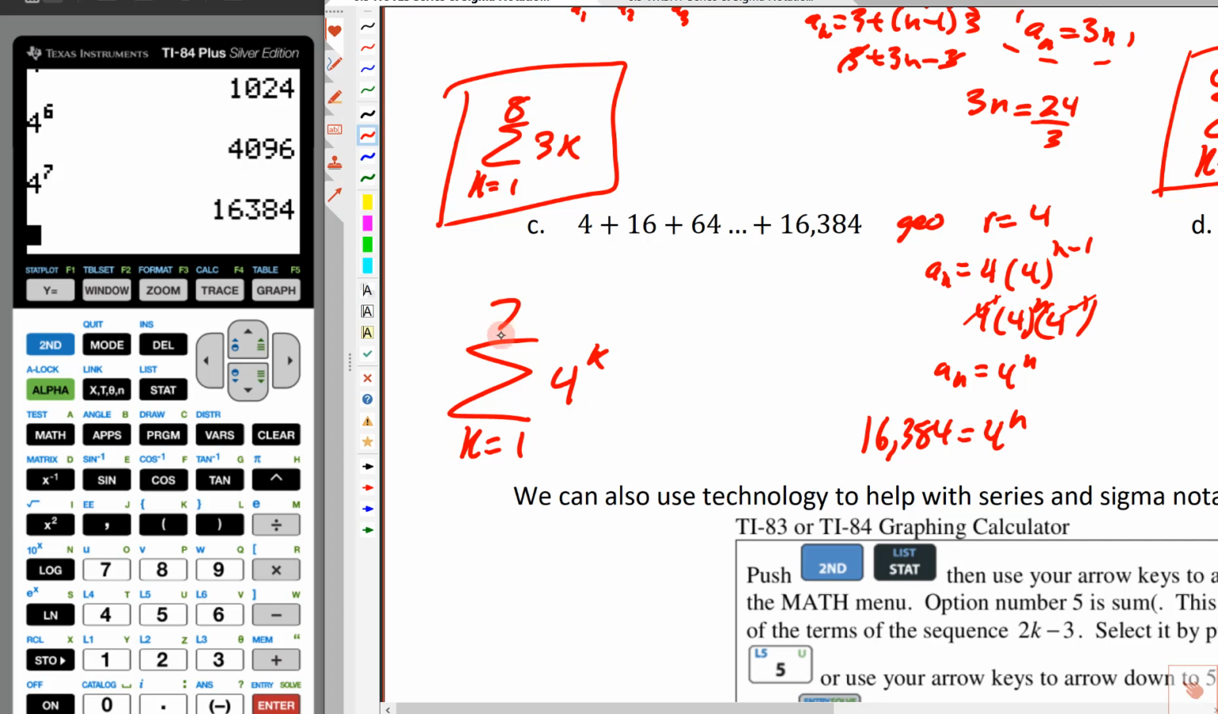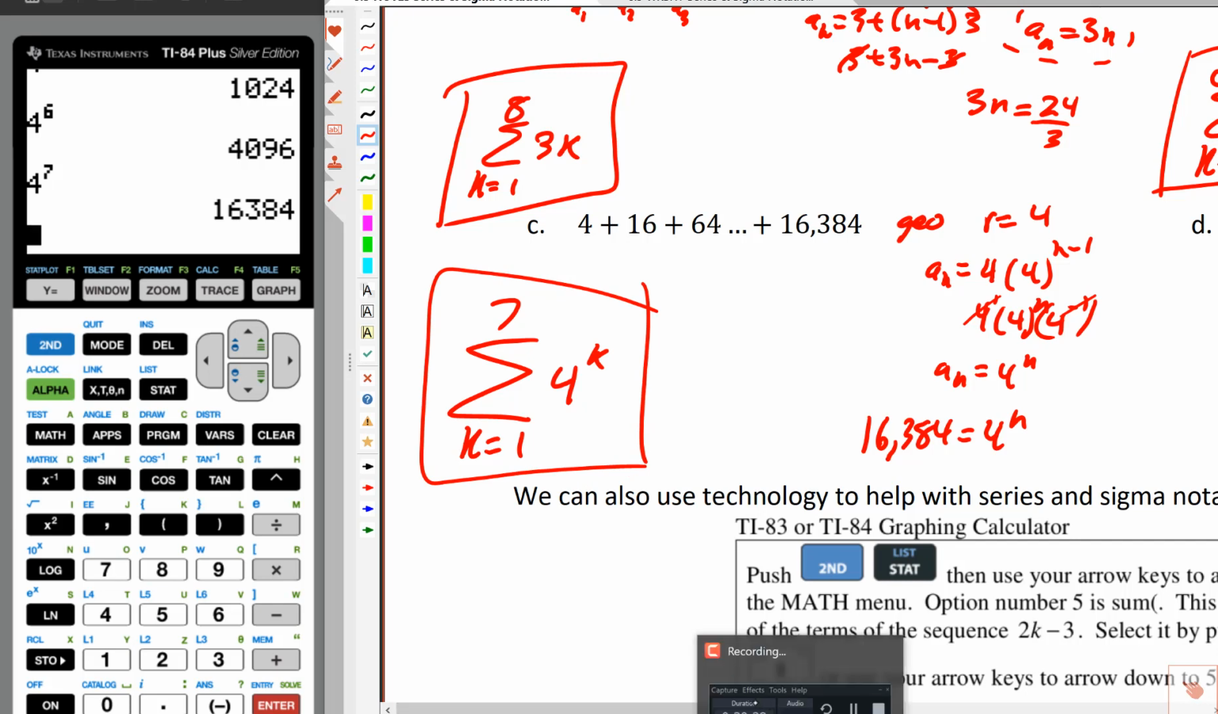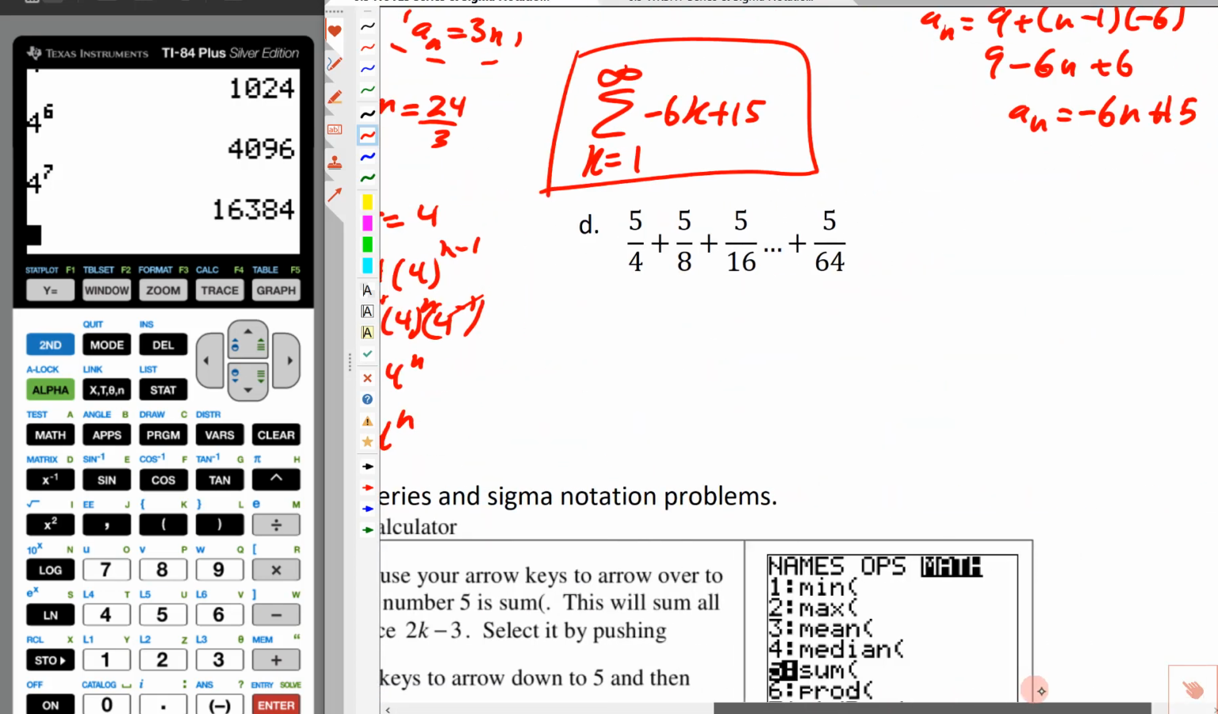So the thing I was talking about with A only works on arithmetic, and even then only if they're really simple. Okay, slide over. Let's take a look at this one.